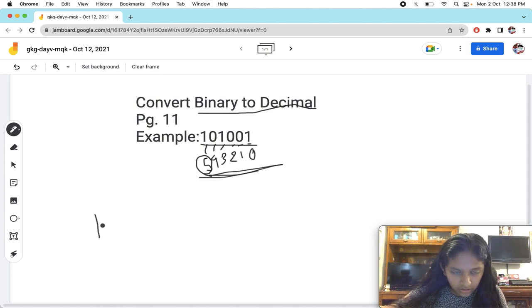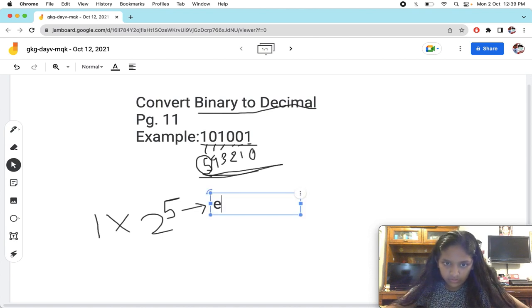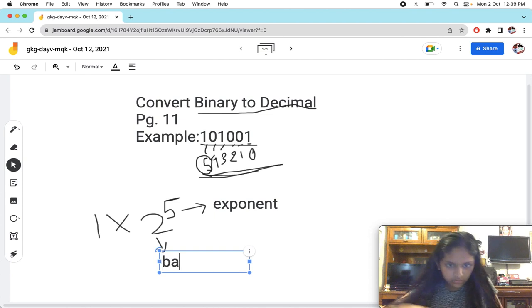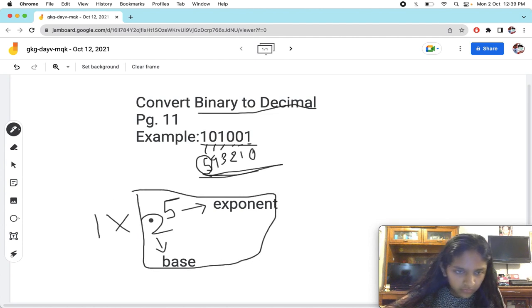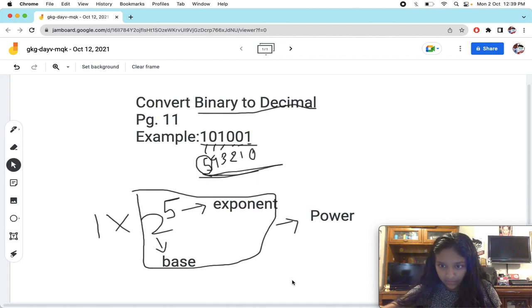So what we are going to do is multiply all these digits with 2 raised to the power of whatever these numbers are. These are known as exponents, right? So 1 into 2 to the power 5. 5 is our exponent, and 2 is known as our base. Together, 2 raised to the power 5 is known as a power. We are gonna learn this in class 7's maths chapter on exponents and powers.